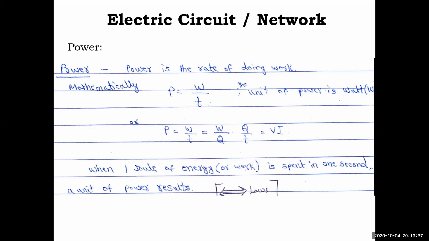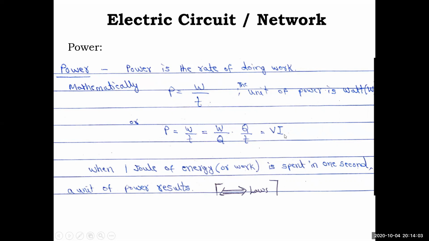So there are different expressions you can derive. P is normally given as W by T. If you take Q in the numerator and denominator, we get W by Q into Q by T. The Q's cancel out, but we have taken Q both multiplied and divided. Now W by Q is nothing but voltage, and Q by T is nothing but I. From that we get power equal to V into I.